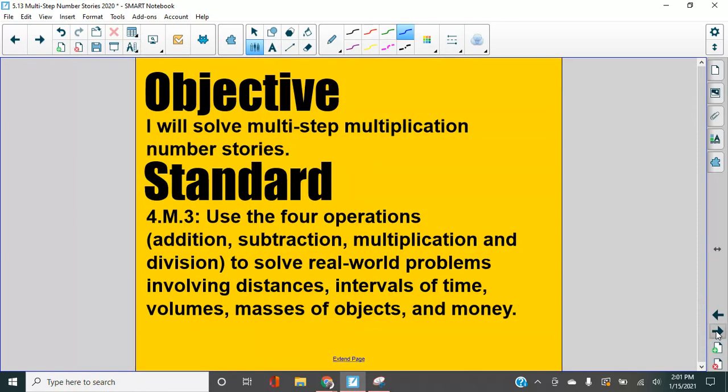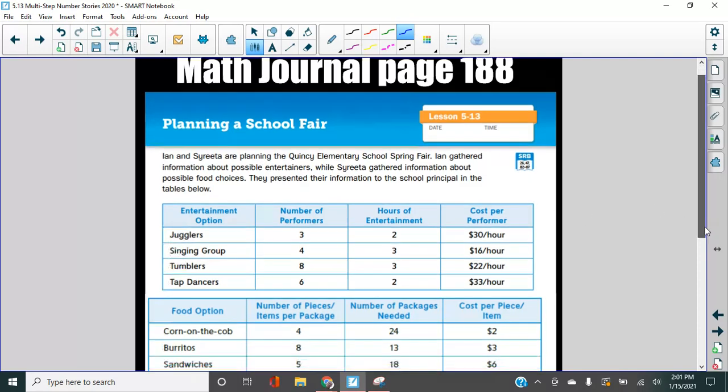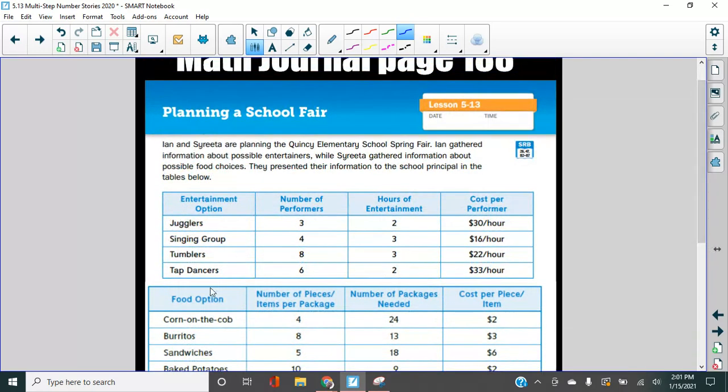All right, our goal: solving multiple step multiplication number stories. Open in your math journal to page 188. Okay, we're going to do some together. First thing I want you to do is to take a moment and read the situation up here and look at the tables and try to figure out what these all mean. Don't skip to the questions. Spend some time looking at this.